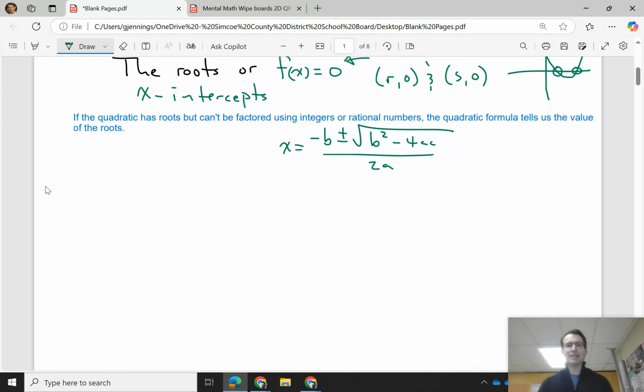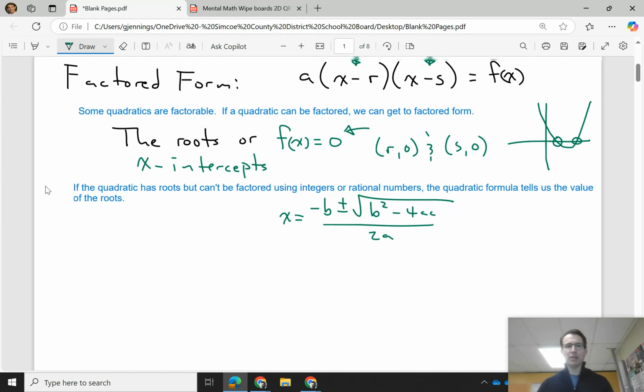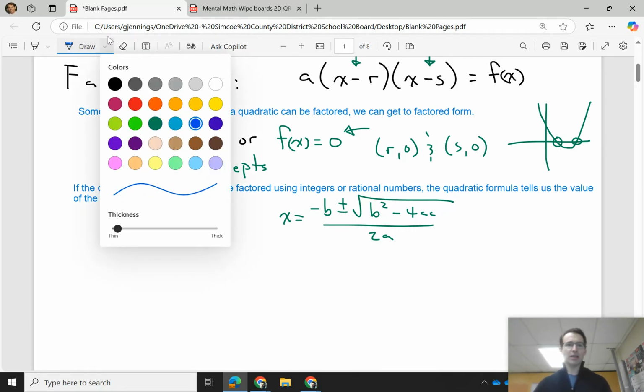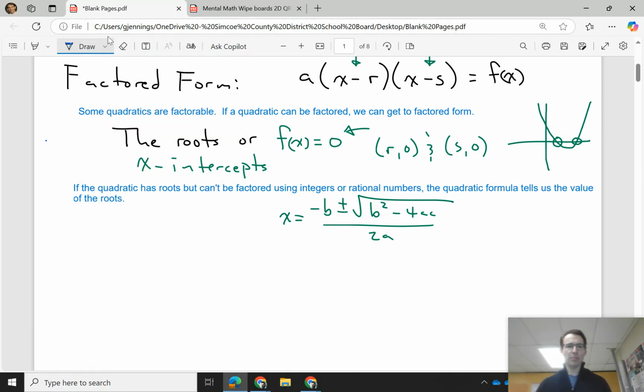So the last type of quadratic that we might be given, I'll keep that up just in case you're still copying, is vertex form.